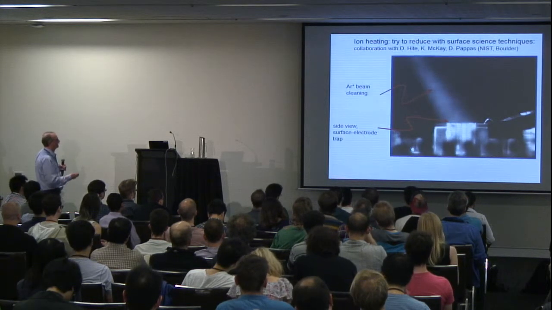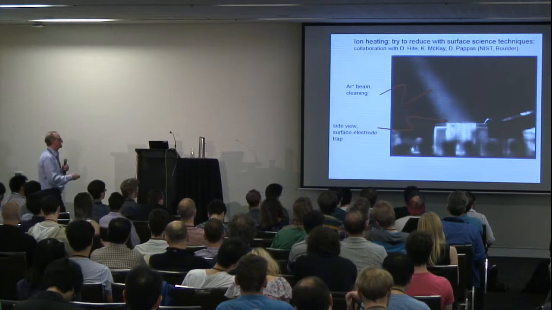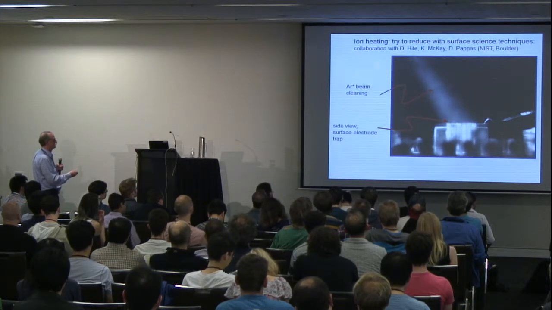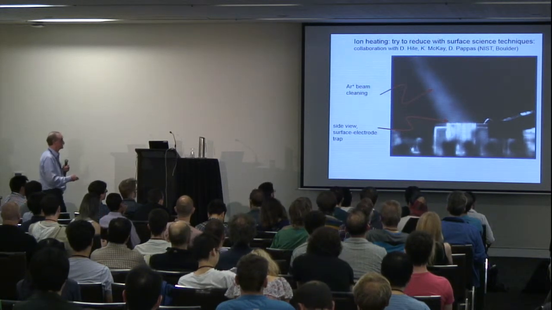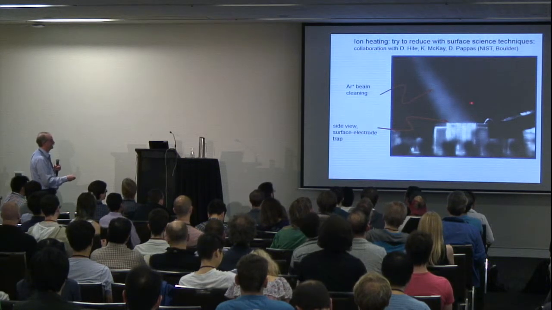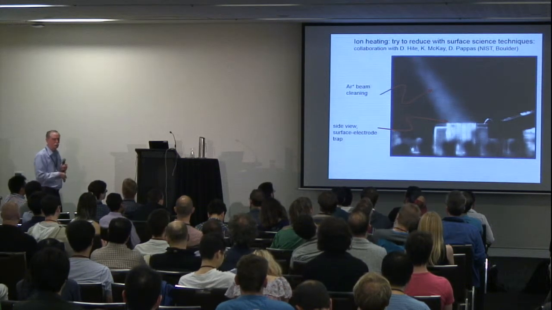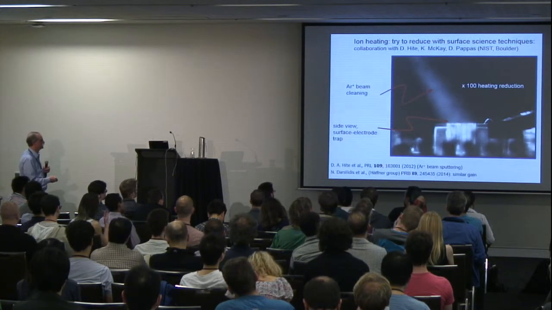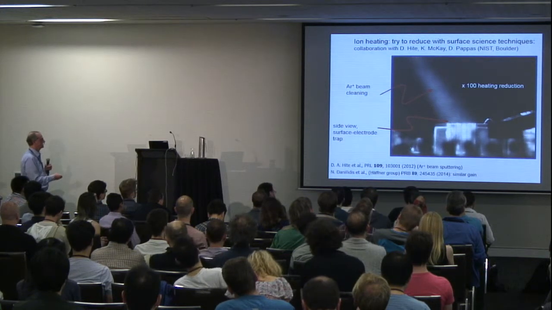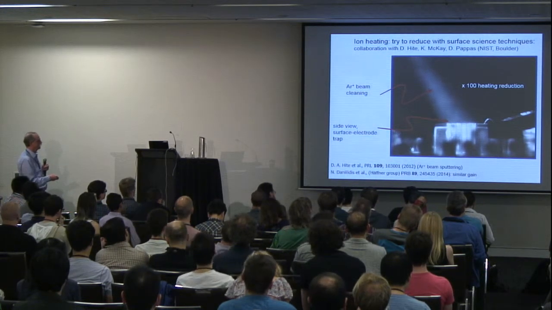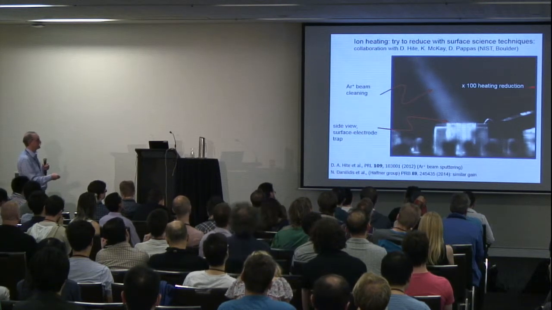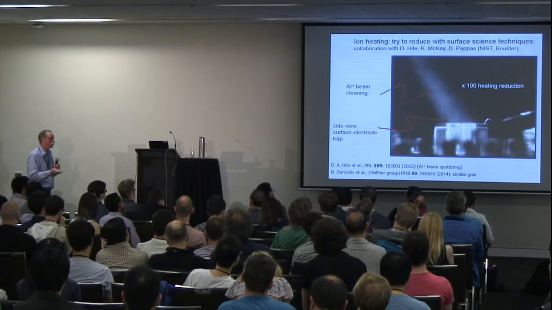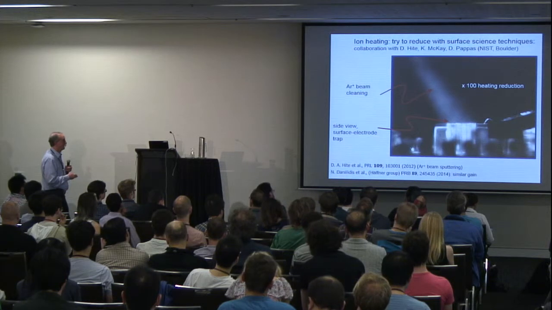So one of the things we're trying to learn from surface science people, and we have some collaborators at NIST, is that one of the first things they always do in surface science experiments is use an argon ion beam to basically just scrub the surface, and that gets rid of surface impurities. In fact, some crude experiments we've done so far, and other experiments done at Berkeley, show similar gains. So we can reduce the heating by about a factor of 100, and we're still well above the thermal electronic noise heating, and we hope to go farther with this.